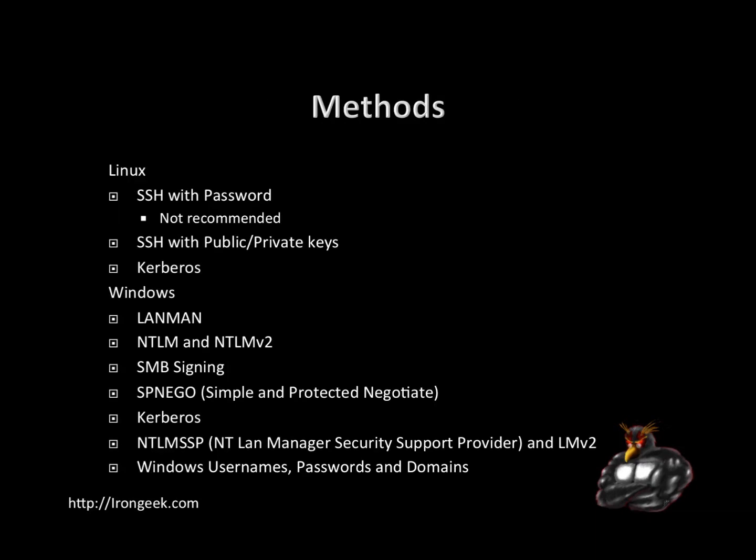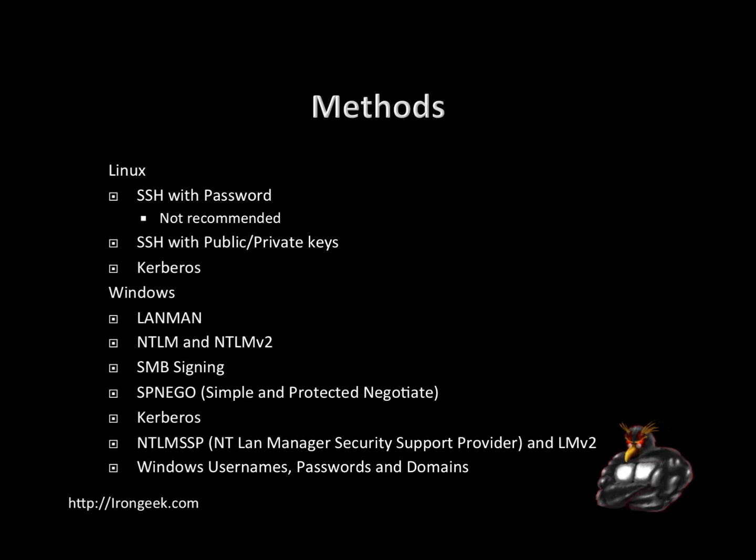Now behind the scenes, there's a whole lot of methods going on. In Linux, of course, we're mostly SSHing in or using Kerberos. In this video, we're going to be showing SSH and two varieties of it. The first one is SSHing in and then using a password to authenticate. The problem with this is if you have hosts out there that you don't trust, someone could put up an SSH box with a Trojan daemon so that whenever you try to log in, it grabs the password. That's not so great.